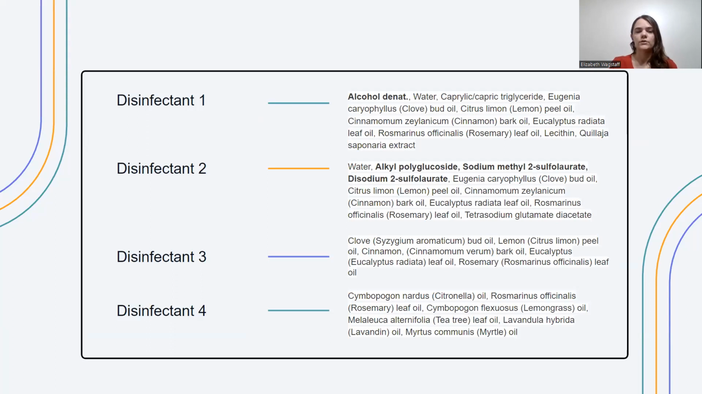In our study, we are using 4 different disinfectants. Disinfectant 1 and disinfectant 2 contain essential oils as well as other more standard disinfectants, including denatured alcohol or alkyl polyglucoside, and others. Disinfectants 3 and 4 are simply a combination of essential oils. Disinfectant 3 is the base oil that is found in disinfectant 1 and disinfectant 2. But all of our oils were blends of several different oils, meaning they contained many different compounds.